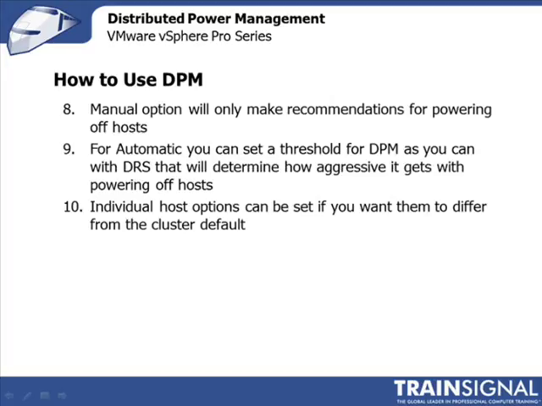If you select host options, you can change settings on individual hosts that have them either use the cluster default, always use manual, always use automatic, or to disable the feature for them by changing the settings in the power management column. Let's now look at a demonstration of enabling DPM on a cluster and setting a threshold in host options.